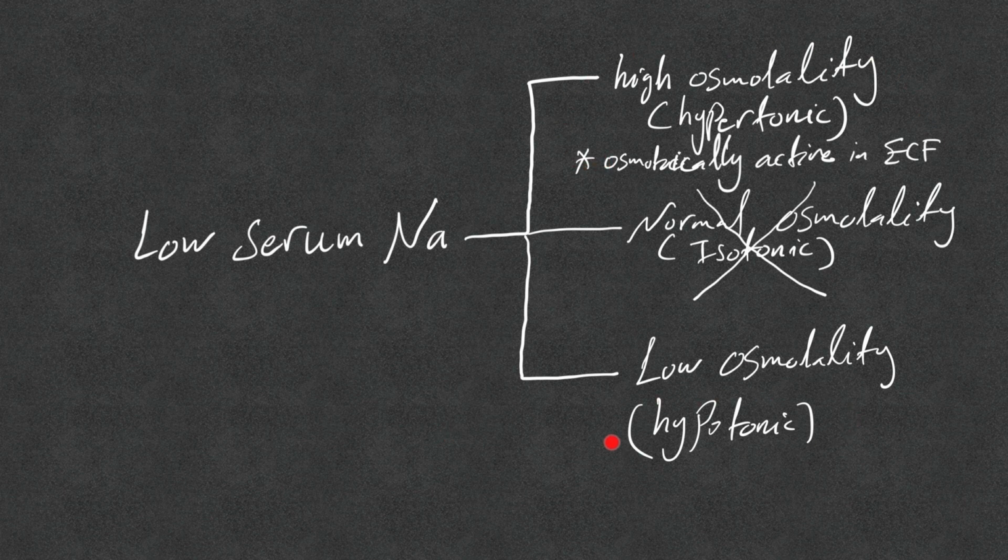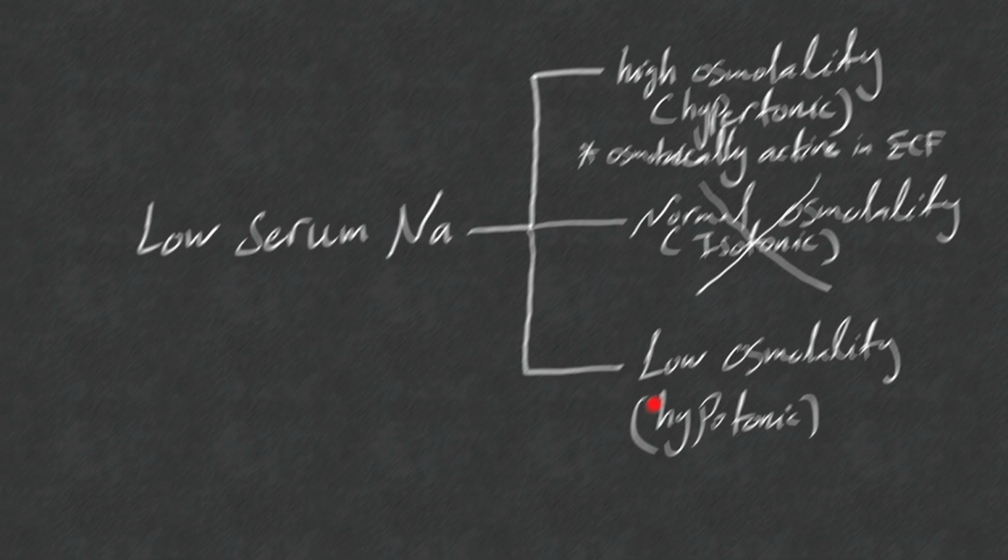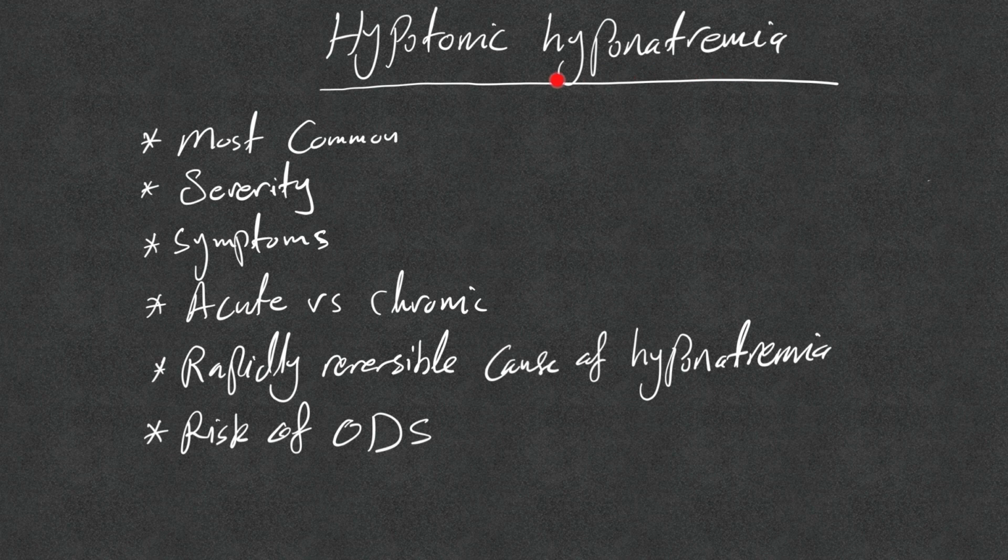Here is the real deal and the most common one where we need to worry about hyponatremia symptoms, about the osmotic demyelination syndrome, and whether we need to give 3% NS or not, etc. So any case of hypotonic hyponatremia, I need to recognize how severe, what kind of symptoms, if there are any symptoms. Are we dealing with mild, moderate, or severe? Is it acute or chronic? Is it a rapidly reversible cause of hyponatremia? And are there any risk factors for osmotic demyelination syndrome? It's very important you answer these questions with every case of hypotonic hyponatremia to decide the most appropriate treatment.